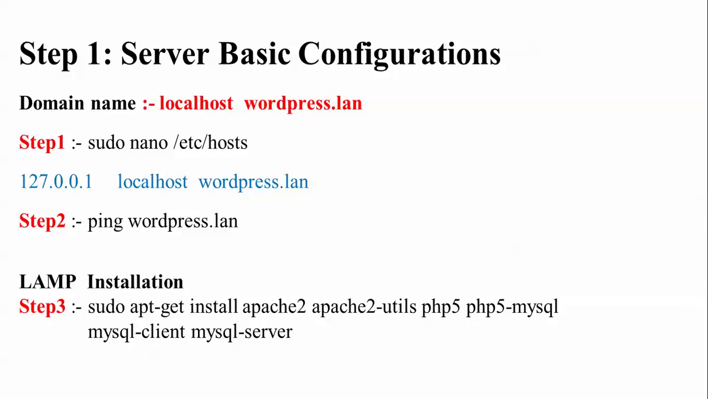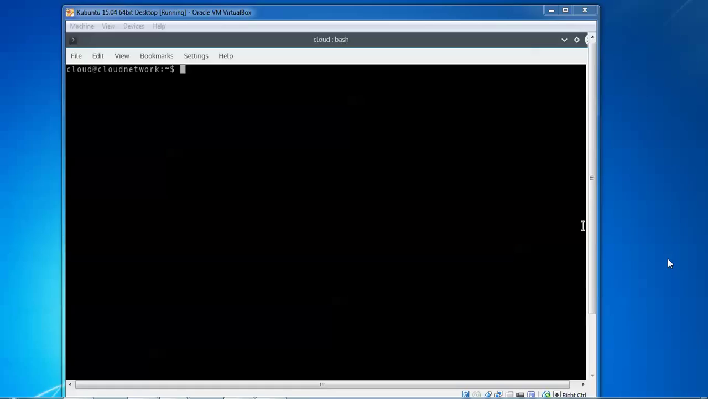This is the command for this installation, and you can find my previous video on LAMP installation on my channel. Just search and you will find it. First of all we'll check the host name update, then we'll move to the next step. This is my Ubuntu 15.04 64-bit.